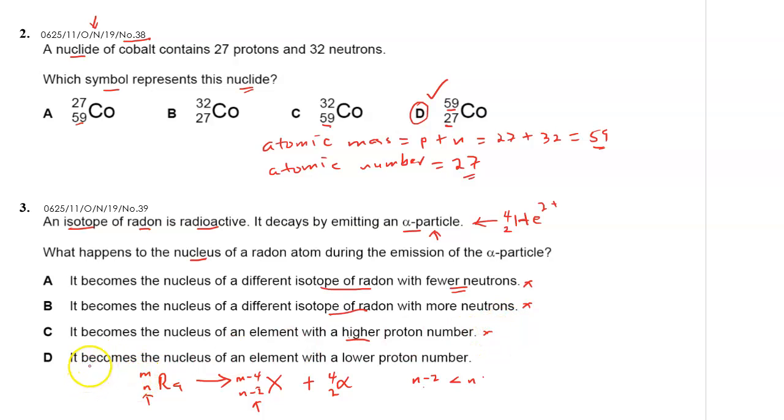D, which seems to be the correct answer: it becomes the nucleus of an element with a lower proton number. Okay, with a lower proton number, you can see right there. So the answer is D in that question.